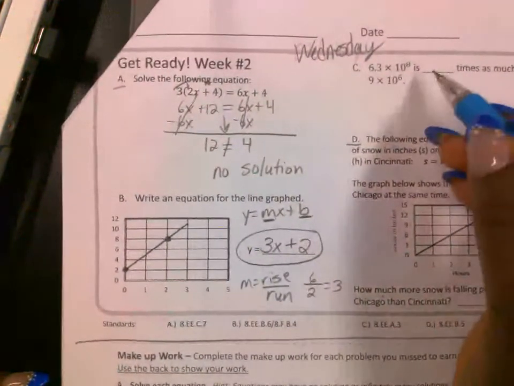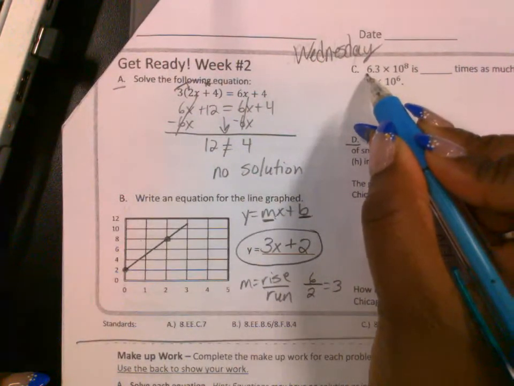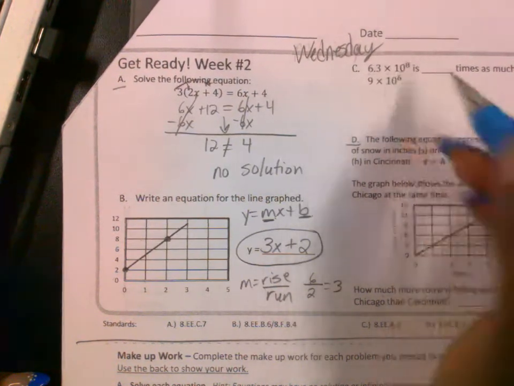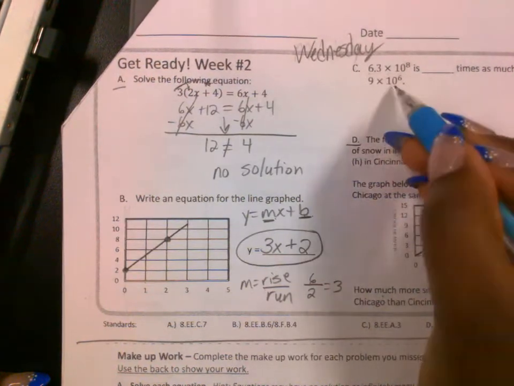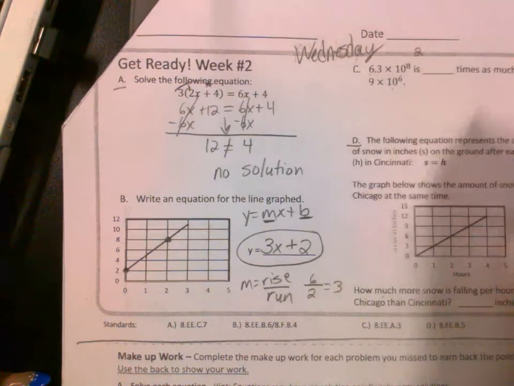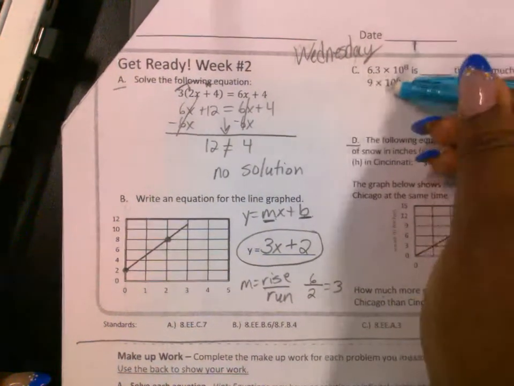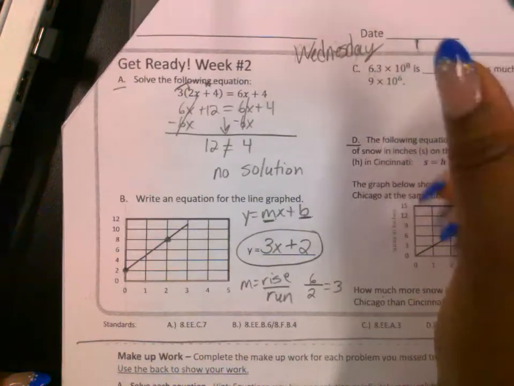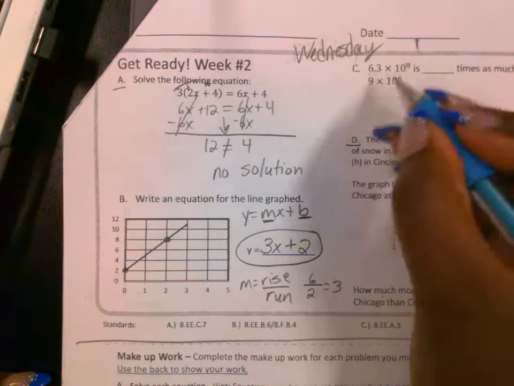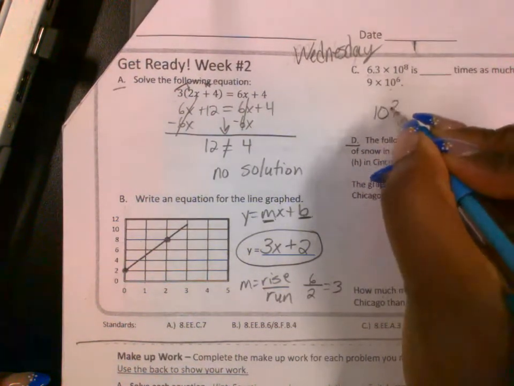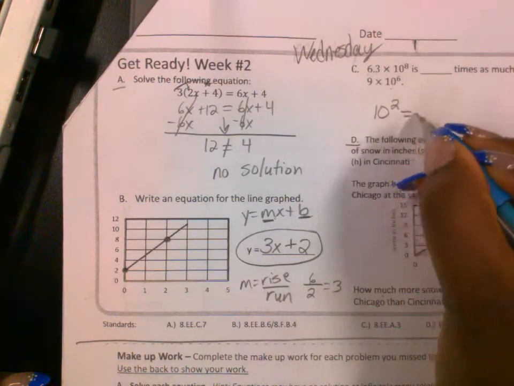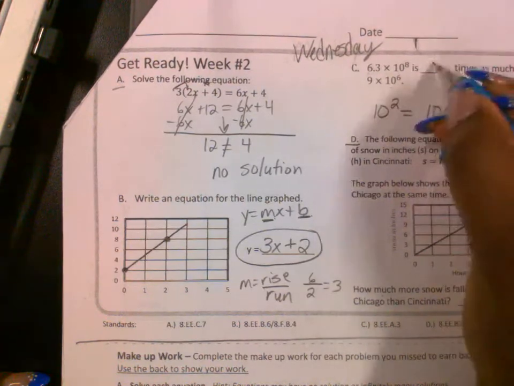All right. Here, this is scientific notation. 6.32 times 10 to the 8th power. Look, this exponent is 8, and this exponent is 6. Okay? So how many place values is that? It's 2 place values apart from each other. So that would be 10 to the 2nd power. Well, 10 to the 2nd power is 2 zeros. 10 times 10 is 100. So it's 100 times bigger.